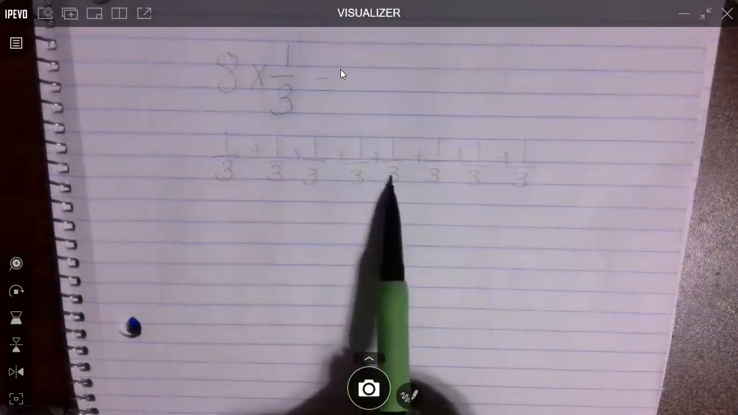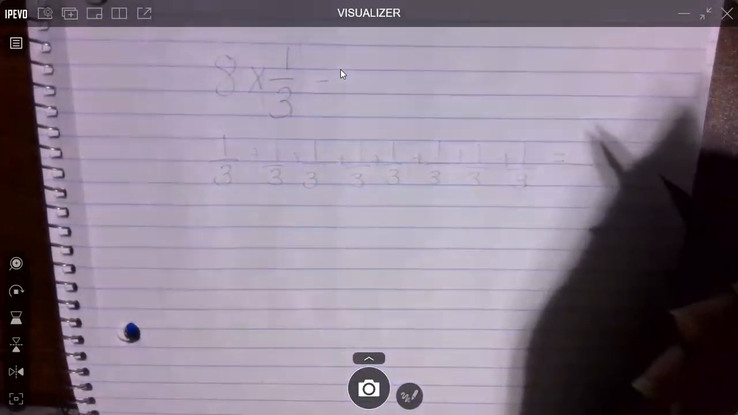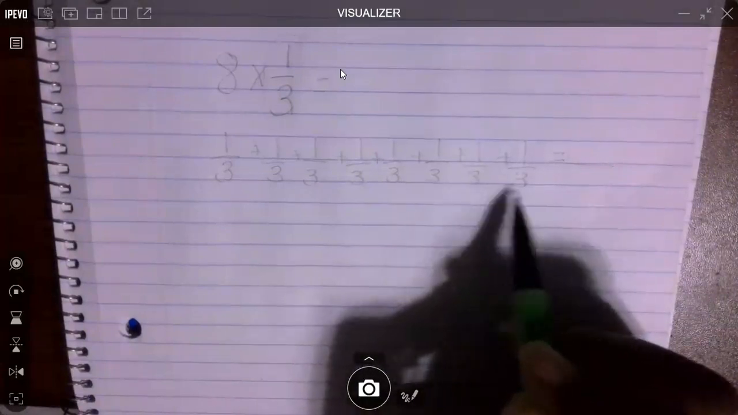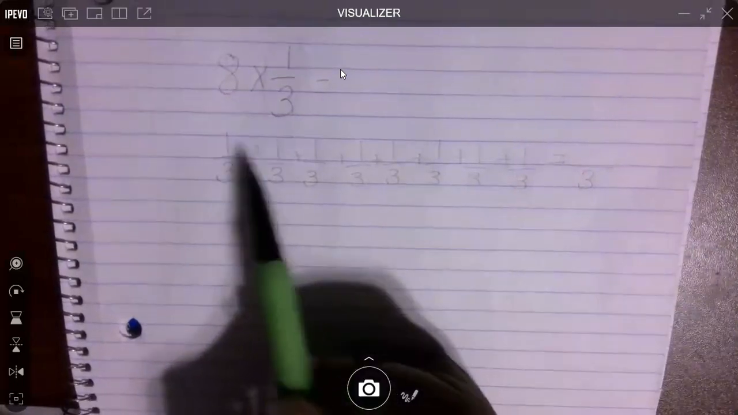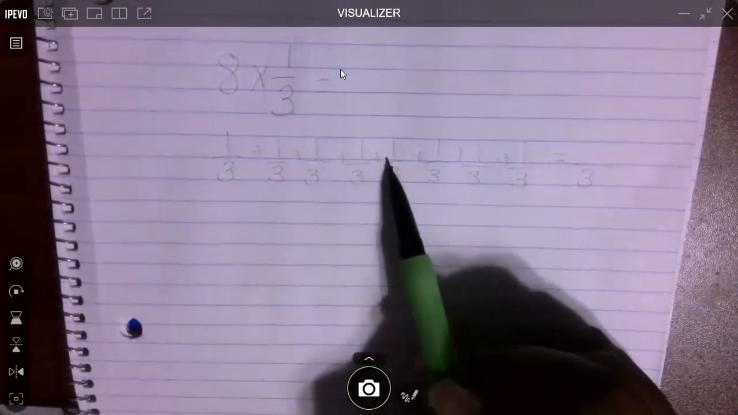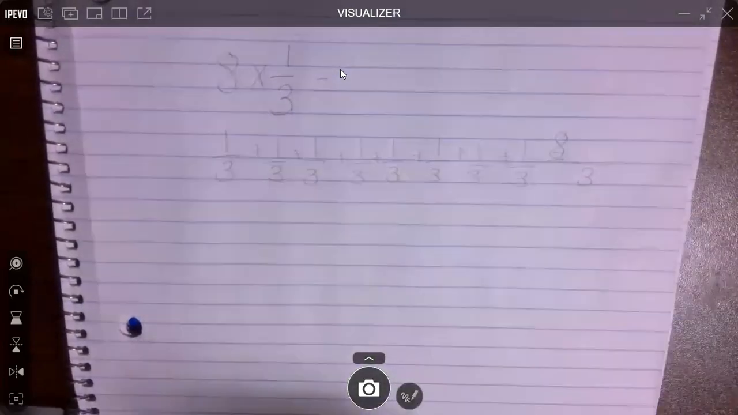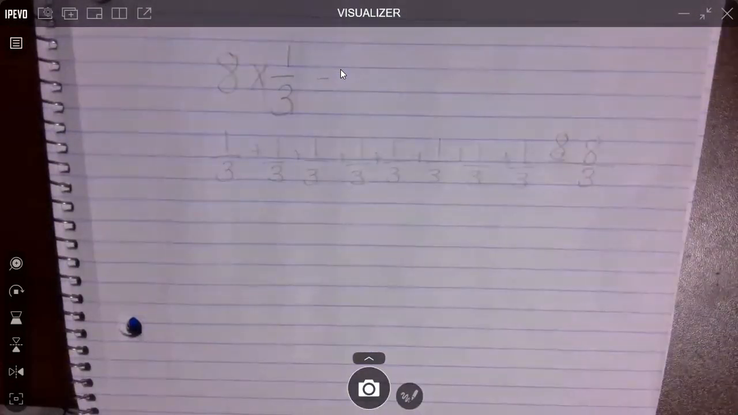1, 2, 3, 4, 5, 6, 7, 8. And so we could add those up, because again, we know multiplication is just repeated addition. When I add fractions, my denominator does not change, so my denominator will still be 3. And then I add my numerators. 1 plus 1 is 2, 2 plus 1 is 3, 3 plus 1 is 4, 4 plus 1 is 5, 5 plus 1 is 6, 6 plus 1 is 7, 7 plus 1 is 8. So I'm saying that 1/3 times 8 is 8/3.